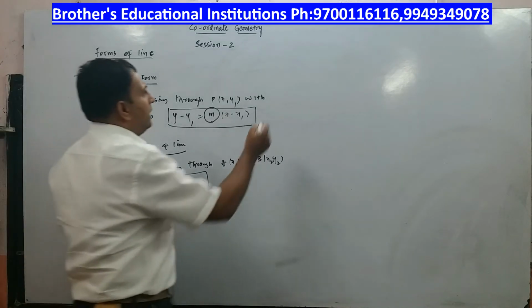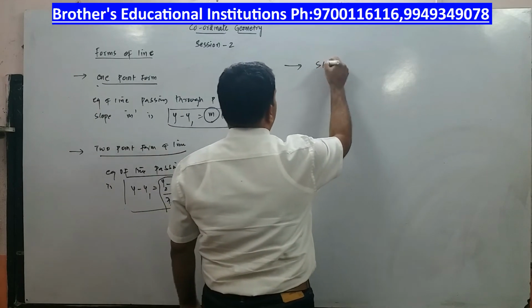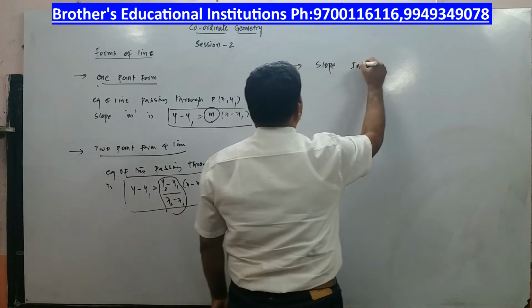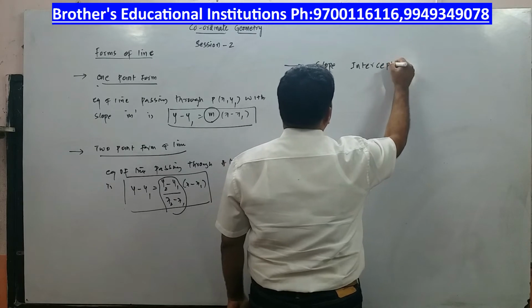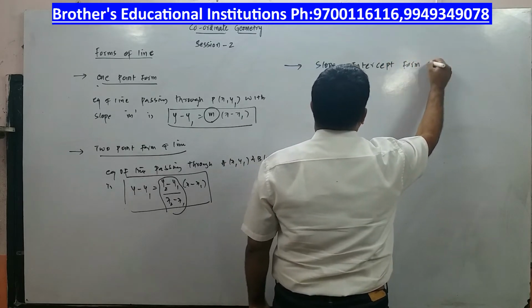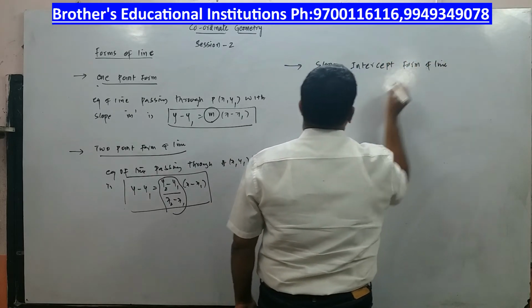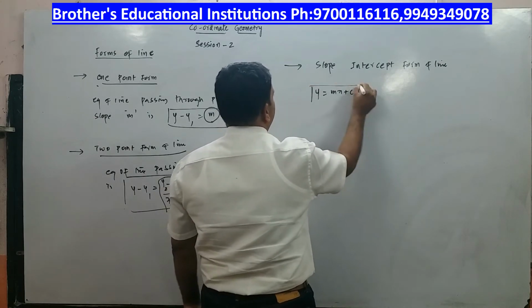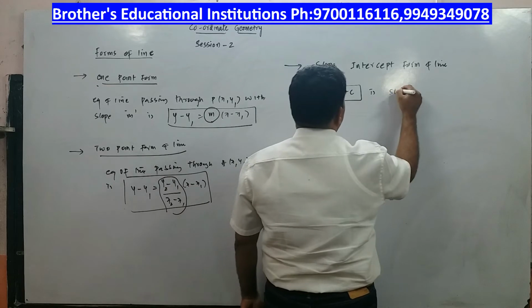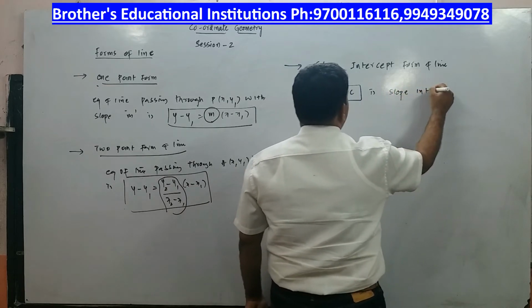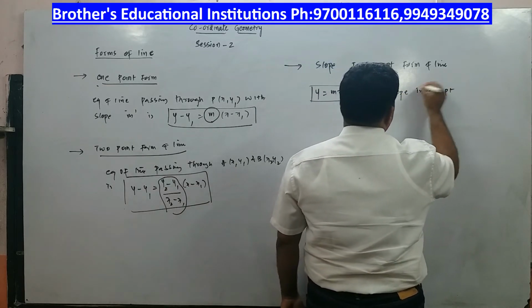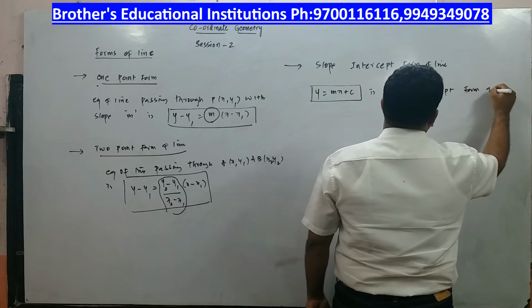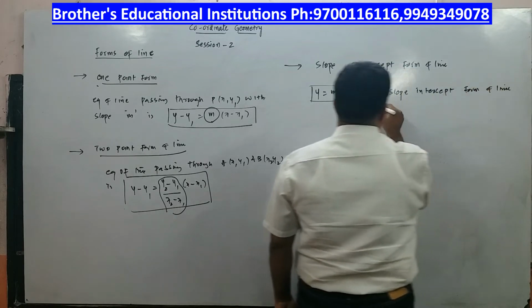Next we will handle is slope intercept form. Slope intercept form of line, right? Now y is equal to mx plus c. Y is equal to mx plus c is slope intercept form of line, right?